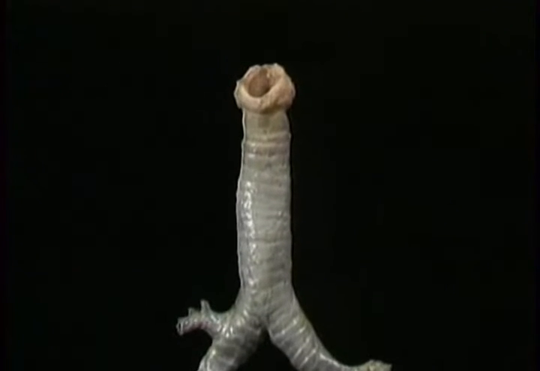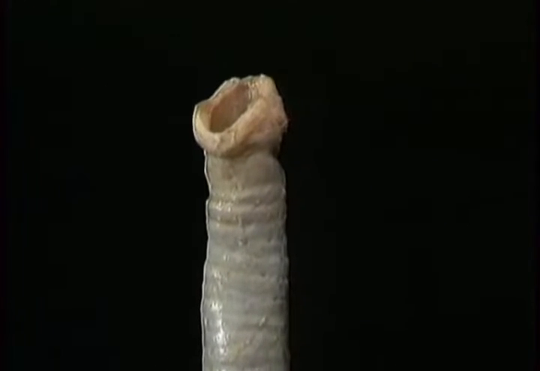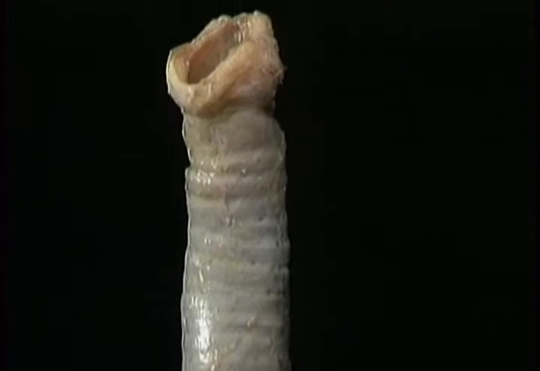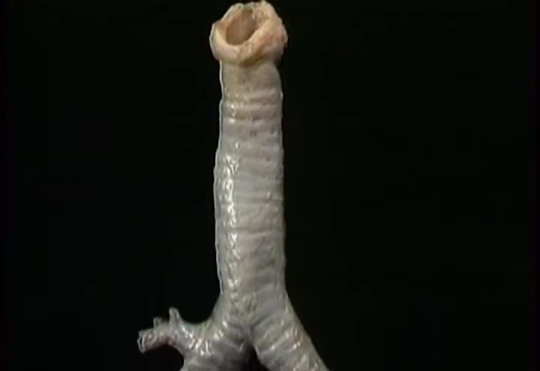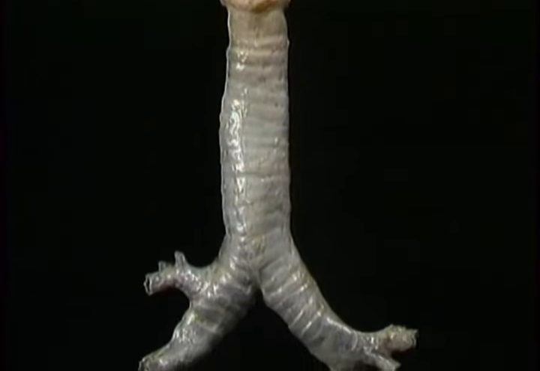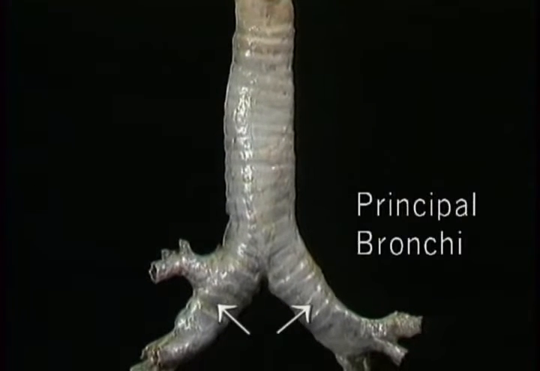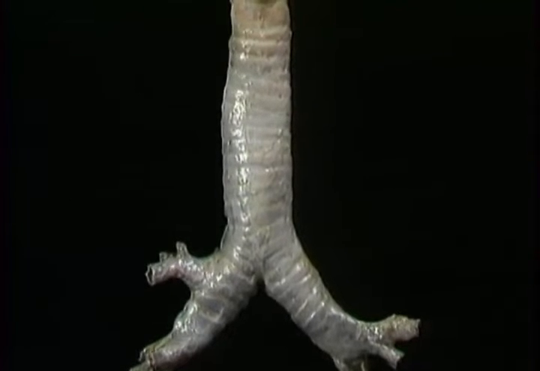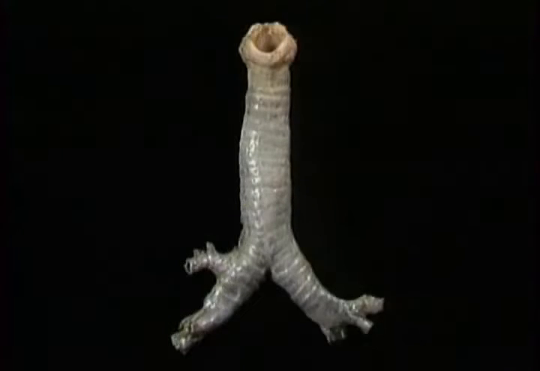Here's the trachea by itself. Its upper end is continuous with the cricoid cartilage. It ends here, where it divides into the two main or principal bronchi. The principal bronchi begin to branch as they enter the lung, first into lobar, then segmental branches.